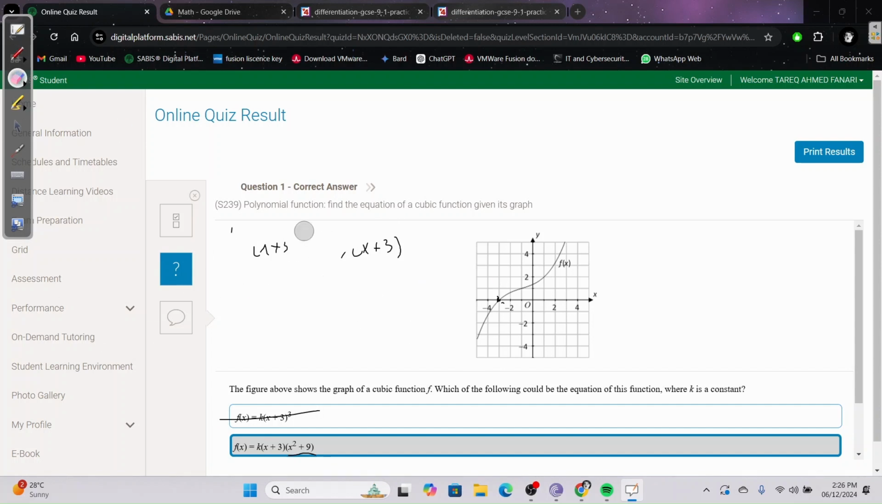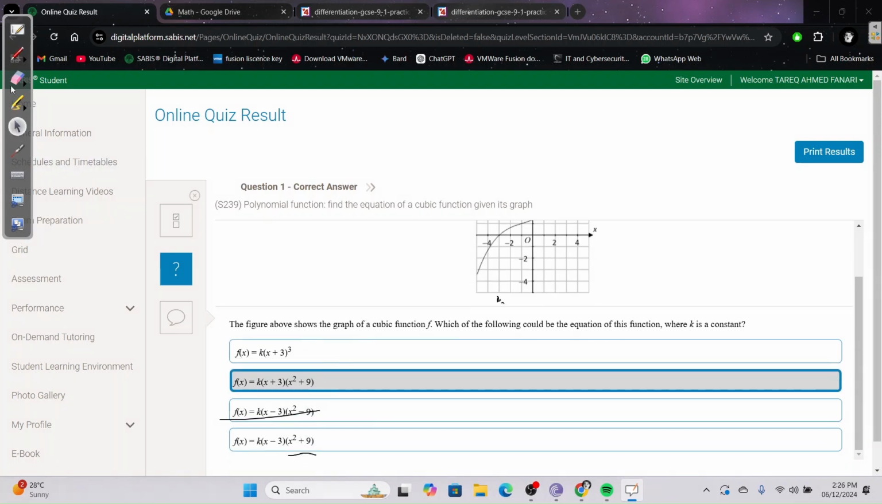Okay, so now we move on. I will leave the last correct solution till the end. So we're going to move on past it. f of x equals k into (x minus 3). We don't need the k because it can be anything really.